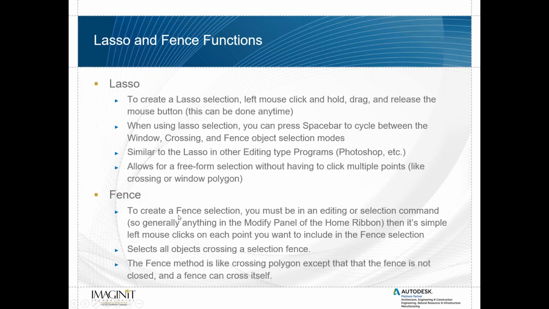And then fence. To create a fence selection, you must be in an editing or selection command, so generally anything in the modify panel of the home ribbon. Then it's a simple left mouse click on each point you want to include in the fence selection. It selects all objects that cross the selection fence, and the fence method is like a crossing polygon, except that the fence is not closed and a fence can cross itself in multiple places.